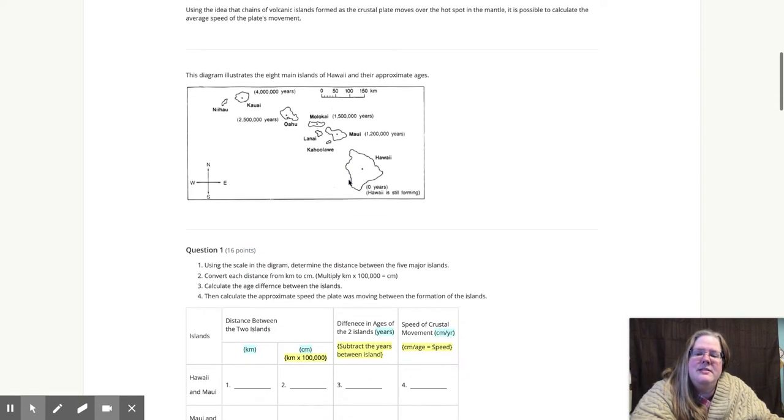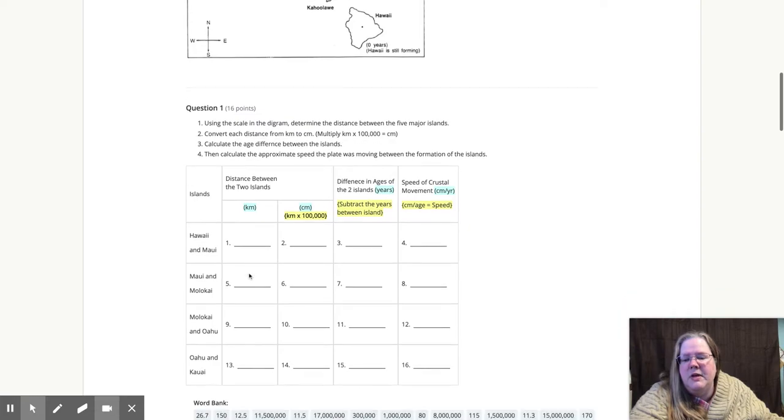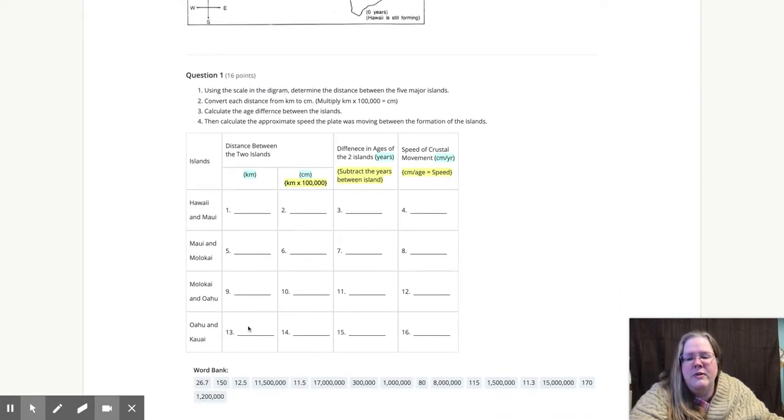So, as weird as this is, ladies and gentlemen, you need to go find a piece of paper and you're going to put it right up here to this legend where it goes from 0 to 150 kilometers. And you are literally going to trace this ruler onto your piece of paper. And then you are going to measure from dot to dot between the islands. And that will tell you how many kilometers it is. So between Kauai and Oahu, you'll go down here and you'll tell me, fill in number 13, how many kilometers that is between there.